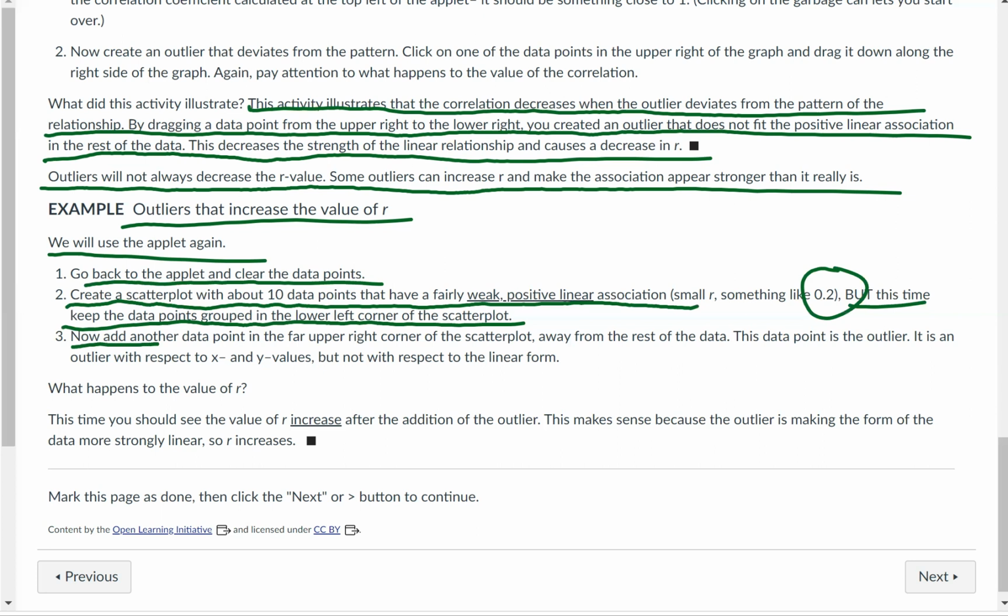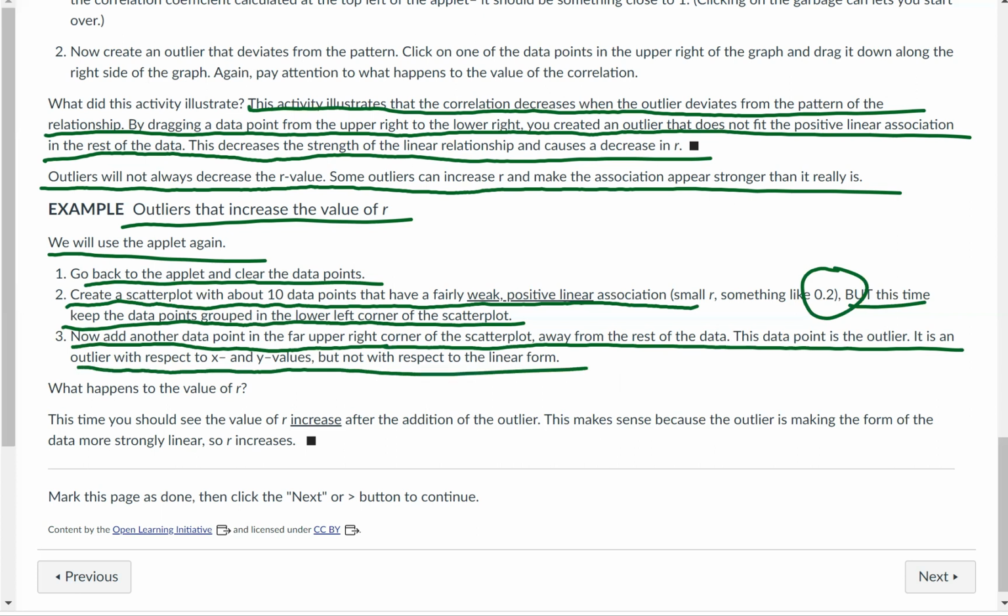Now we'll add another data point in the far upper right corner of the scatter plot, away from the rest of the data, but keeping it close to that line. Imagine what the line would look like and put a data point far up to the top right. The data point is an outlier with respect to the X and Y values, but it does not disrespect the linear form. Let's go see.